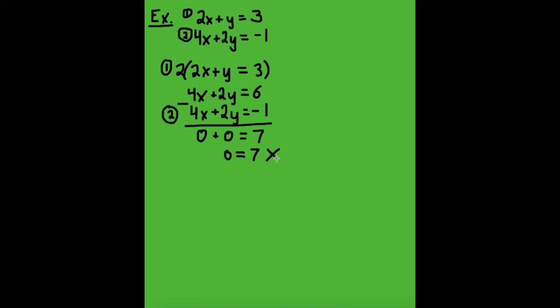Since 0 does not equal 7, there is no solution to this problem. There are no x or y values that satisfy both of these equations. The answer is that there is no solution. Let's try another example.